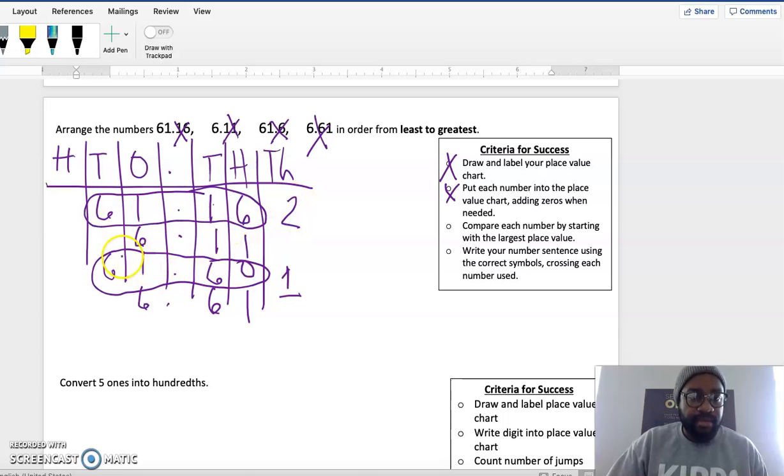I go back. Both of these are in the ones place, but they both have 6s, so I can't compare. I go to the next place value. This has a 1. This has a 6. 6 is bigger. I'm going to label this as 3, which means this one must be 4.